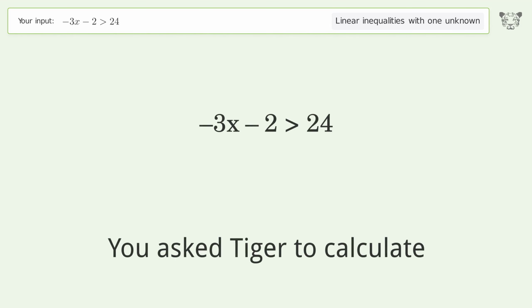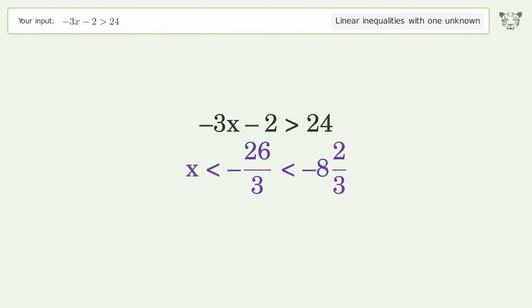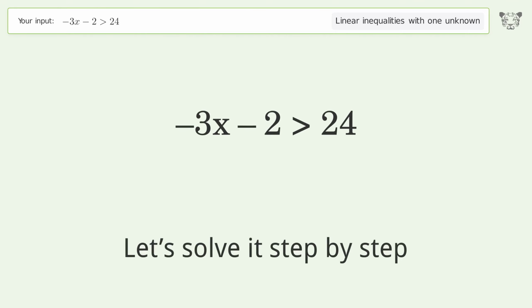You ask Tiger to calculate. This deals with linear inequalities with one unknown. The final result is x smaller than -26/3 smaller than -82/3. Let's solve it step by step.